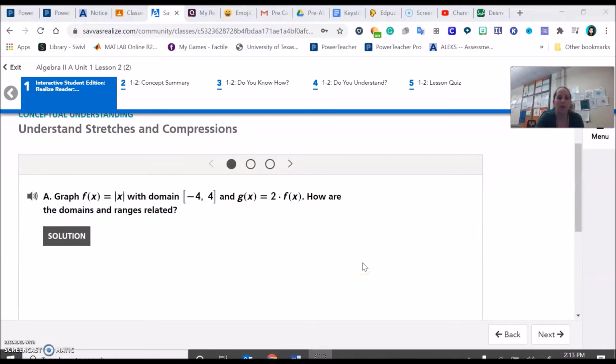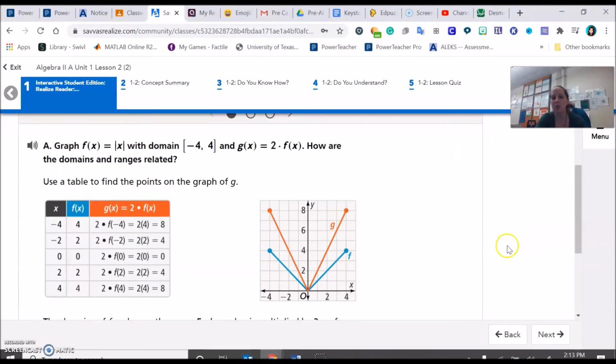Okay. So I'm looking at graph f of x equals the absolute value of x with domain -4 to 4, and g of x equals 2 times f of x. How are the domains and ranges related? So looking at these two graphs, here the blue is my absolute value of x, okay? Then I'm going to multiply that times 2, which gives me this orange one.